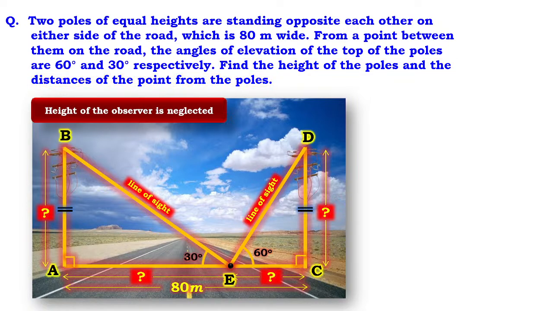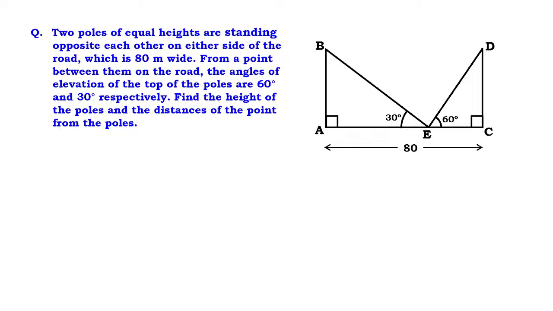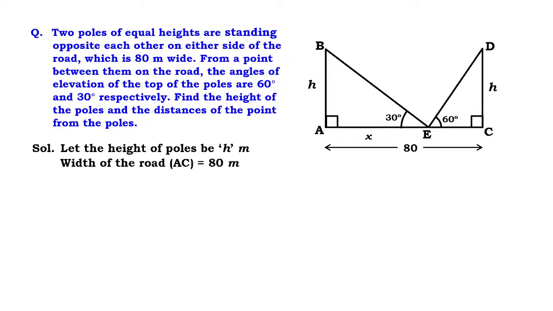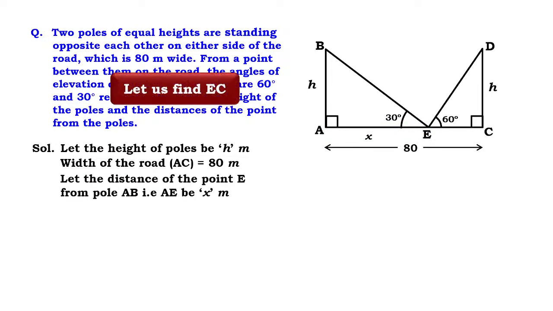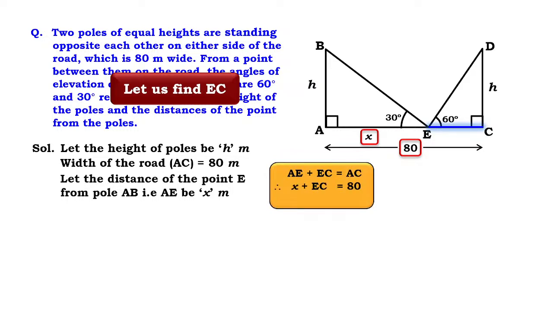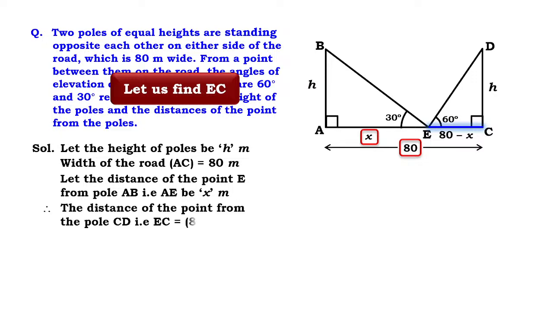So first let me take a rough diagram like this: ABE and EDC. Here the height is the same, h meters. AC, how much do I have? 80. Can I take AE as x meters? I am taking AE as x meters. Let us find EC. Can I write EC as 80 minus x? Yes, this is 80 and x. So if I write AE plus EC is equal to AC, I get EC is equal to 80 minus x. Do you all understand? Okay.